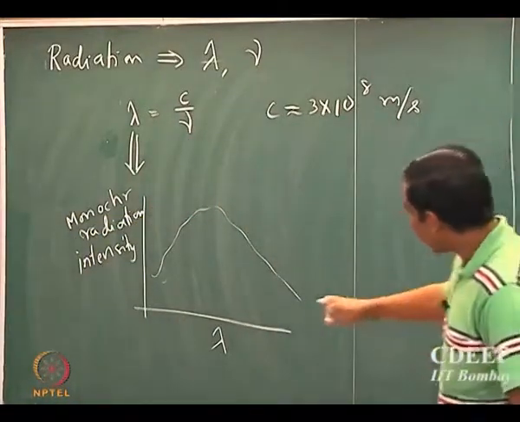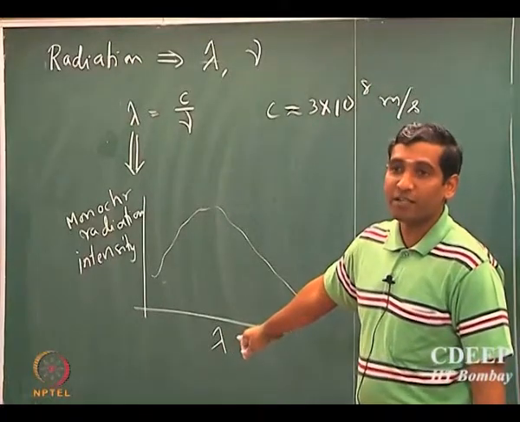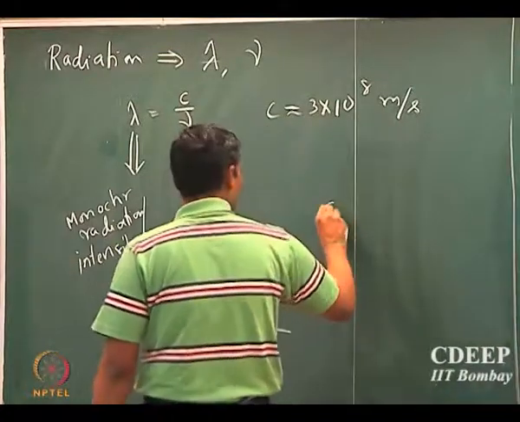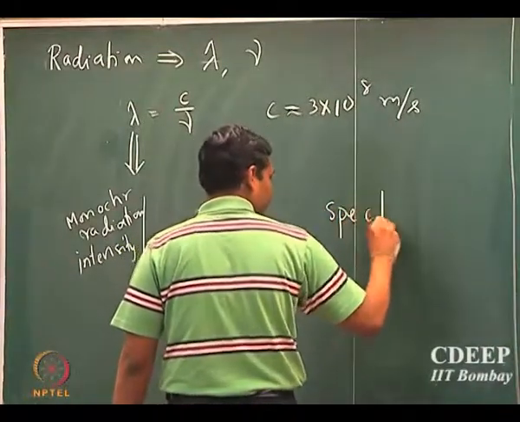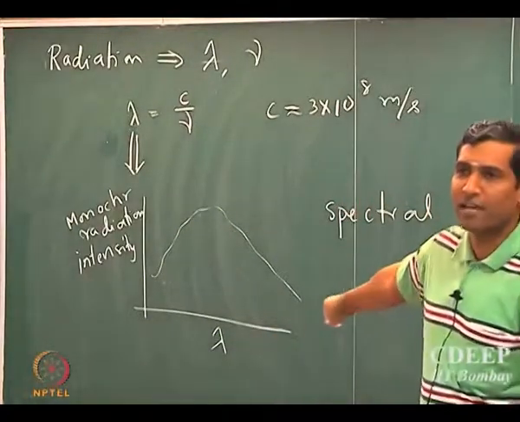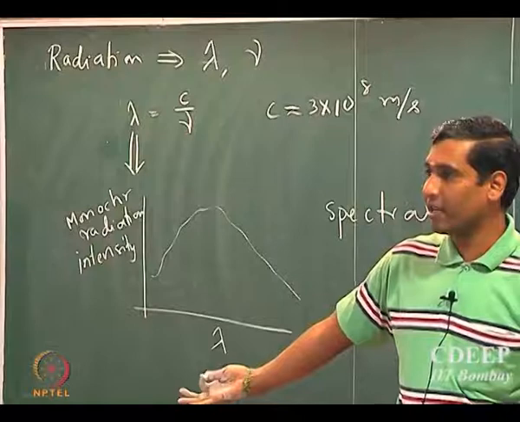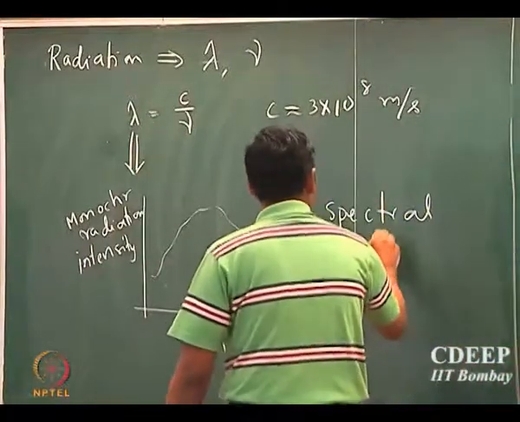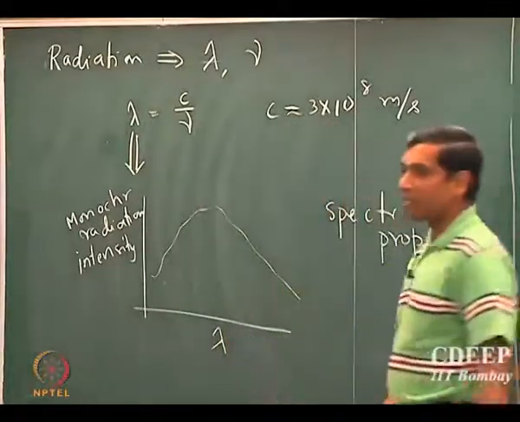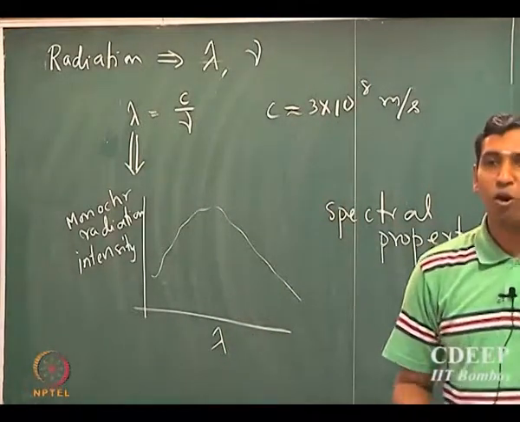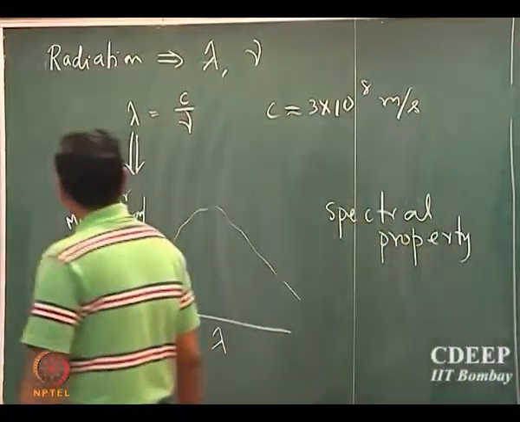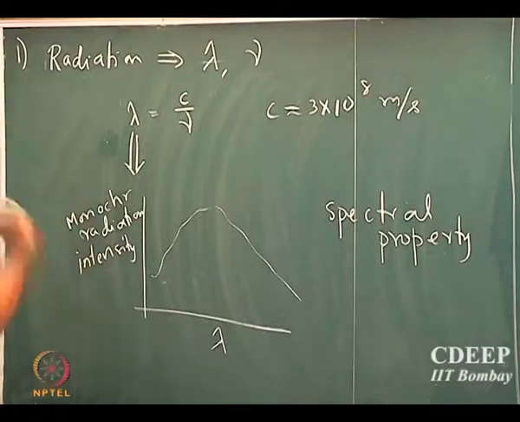This property of radiation of an object to be dependent upon the wavelength is what is called spectral. The word comes from the idea that there is a spectrum for radiation, and so this is called the spectral property. The fact that it depends on the wavelength of the emission is called the spectral property. So this is the first important dependence.